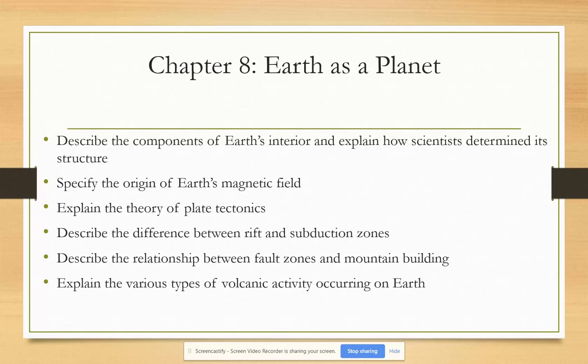Rift zones. What are rift zones? Like where the new land is formed. Okay, you have magma coming up, pushing the plates apart. You have those convection currents pushing them apart. So you're forming a new surface on the Earth. You're forming a new crust at rift zones.